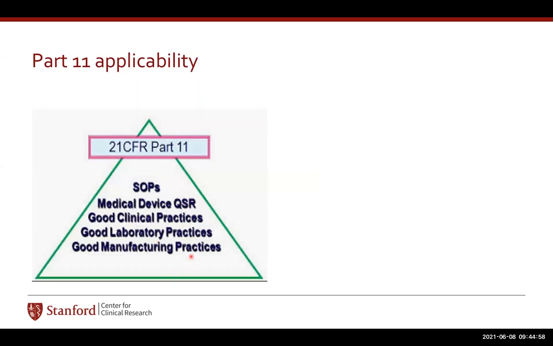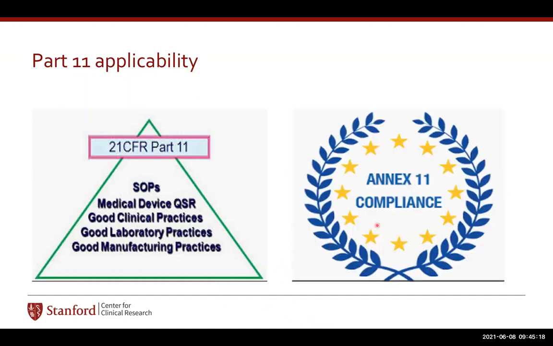So Part 11 applies everywhere for the GLP, GMP, and GCP systems that we are used to. It also applies to quality system regulations. At this time, I would like to also mention the GMP systems from other countries, for example Europe, China, Asia, Japan, and many other places. If they want to sell their products in the United States, they must comply with Part 11.